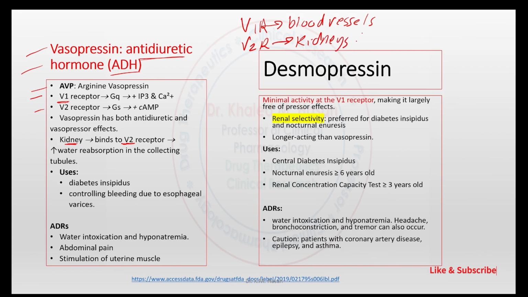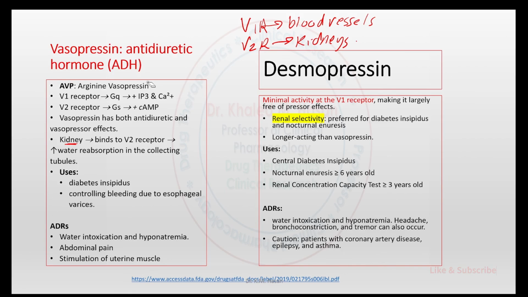This one is very important for us. When we activate the V2 receptor in the kidney, the result will be enhanced reabsorption of water in the collecting duct. So the collecting tubules, that's the answer to the question: where is the location of vasopressin action in the kidney? On the collecting duct.